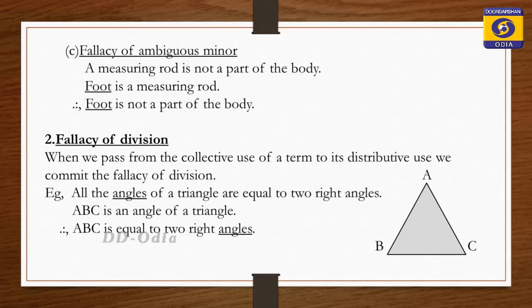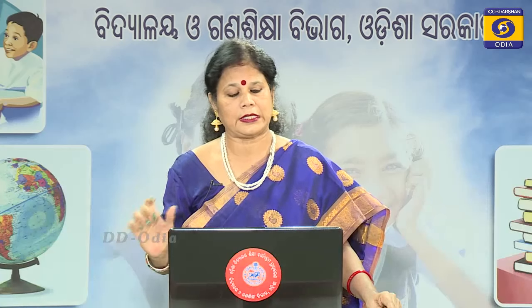So, the argument is: a measuring rod is not a part of the body. Foot is a measuring rod. Therefore, foot is not a part of the body. So, here you see the second proposition, minor premise, foot is a measuring rod. What do you mean by foot? Foot means foot scale, जाऊ दिये तुमे measure करो, मापो, foot scale.